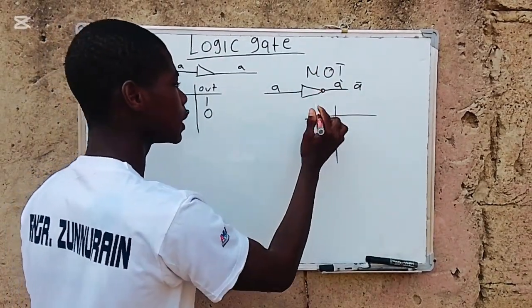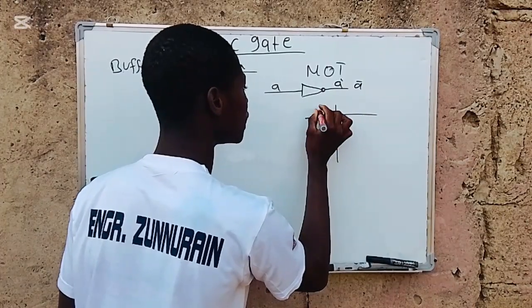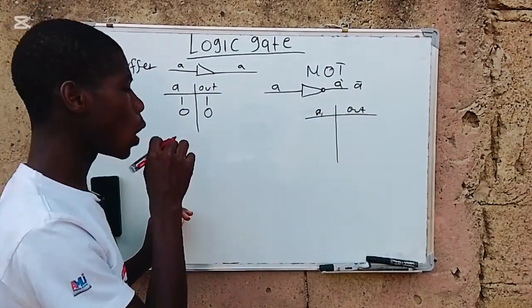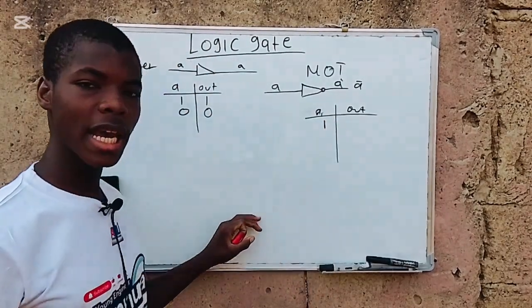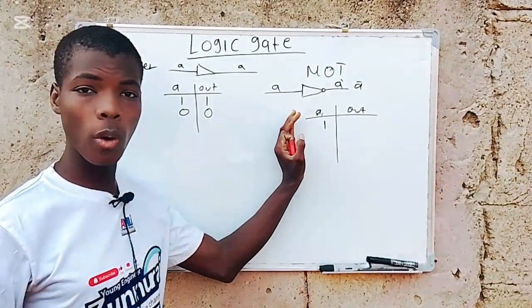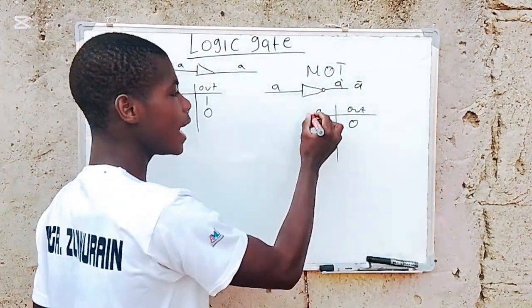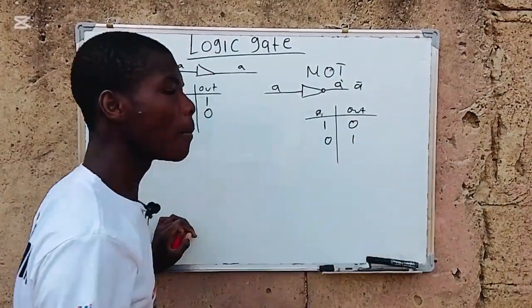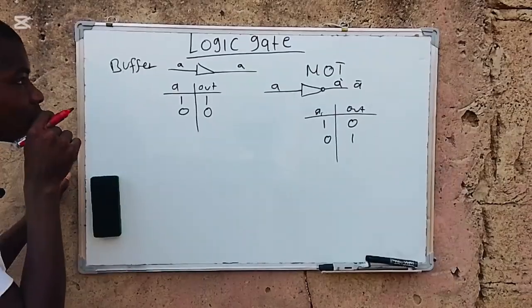For the truth table of the NOT, suppose this is A, the input, and this is the output. Whenever the input is 1, the output must be 0. Whenever the input is 0, the output must be 1.